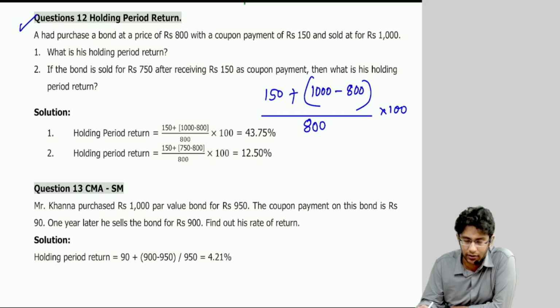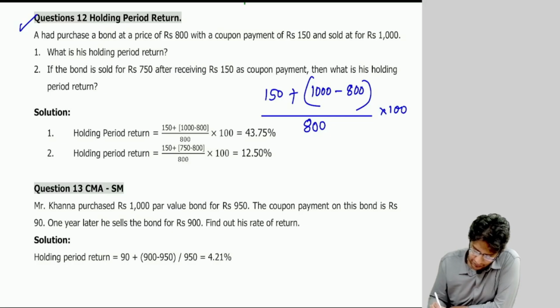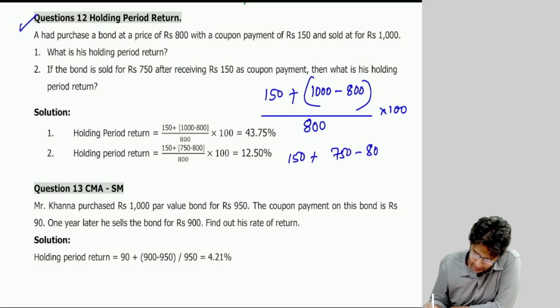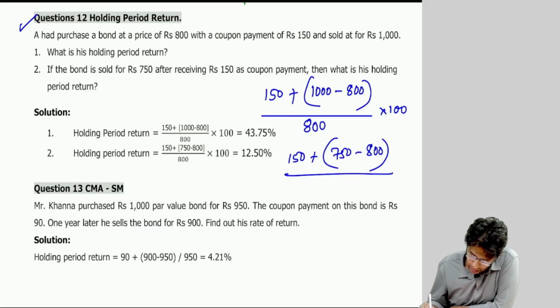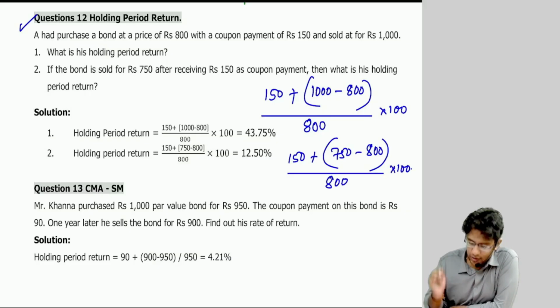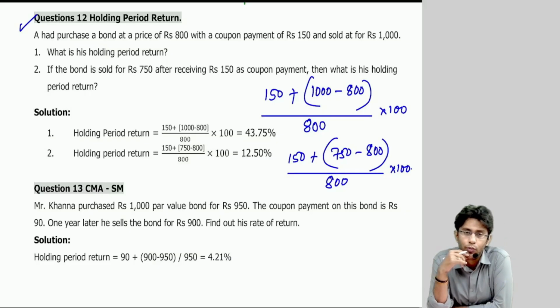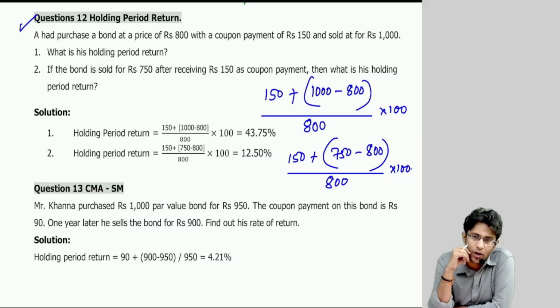Well, next one. If the bond is sold for 750 rupees, after receiving 150 rupees as coupon payment, what is the holding period return? So he's now changing the sale price. Instead of selling it for 1000, you sold it only for 750. So it will be 150 plus 750 minus 800. What is happening? 150 rupees coupons you received, and 50 rupees capital loss you suffered. Net return is only 100 rupees on your investment of 800. 100 by 800 into 100, 12.5%.